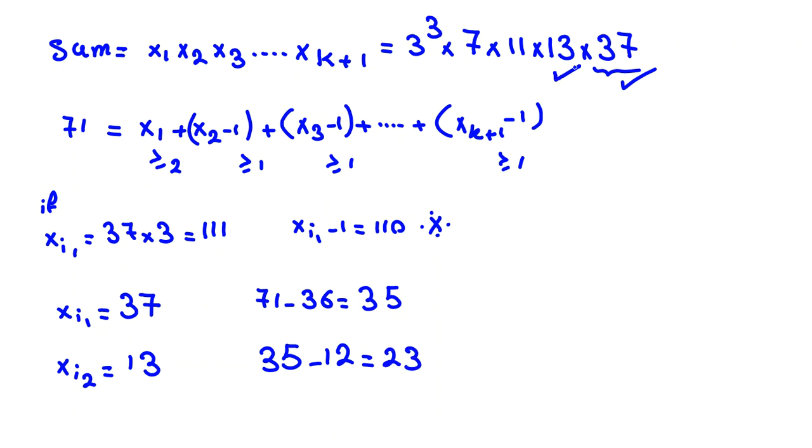So we consider this. Now 11. If you multiply by 11, it will be 33. And if you subtract 1 from that, it will be 32, greater than the number that is left. So we cannot multiply 11 by a number. So there exists xi3 that is equal to exactly 11. 23 minus what is left, at least 11 minus 1, 10. 23 minus 10 is 13.